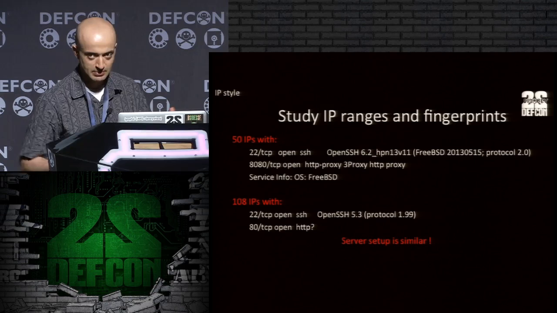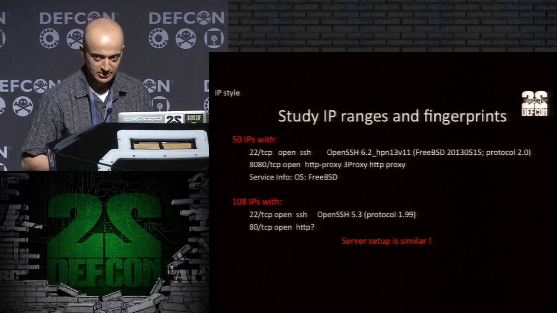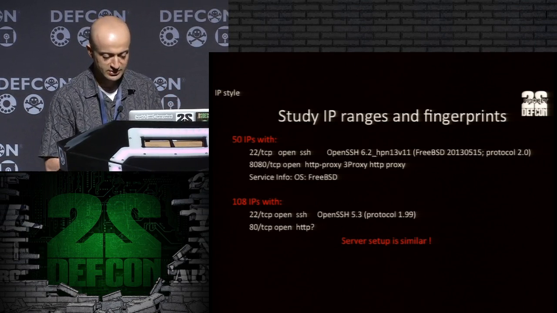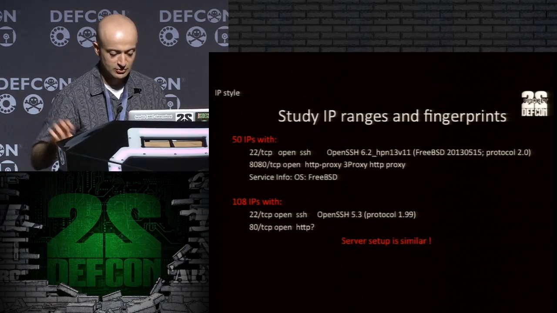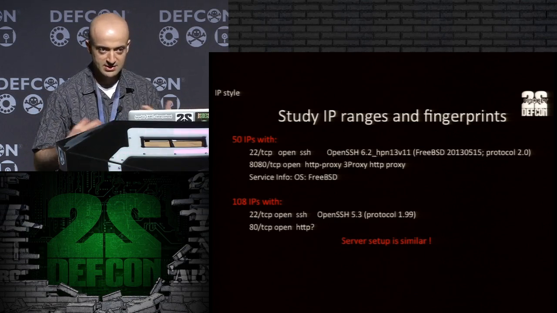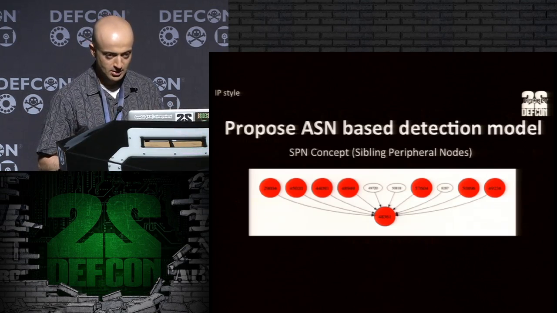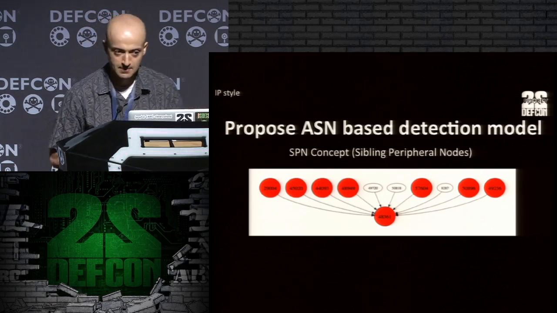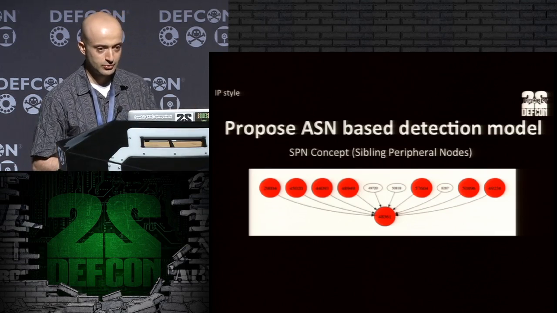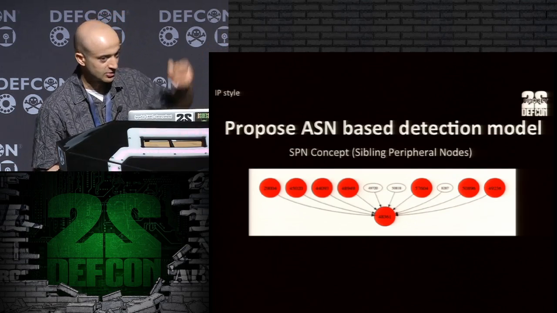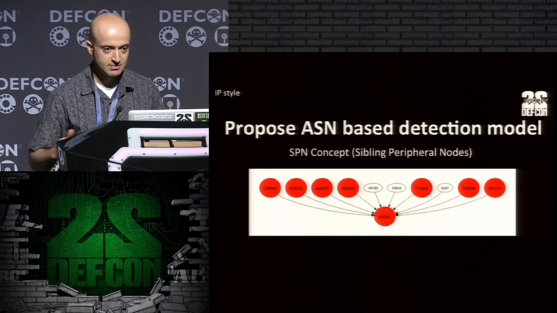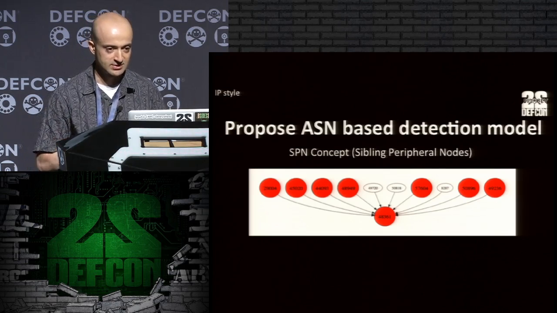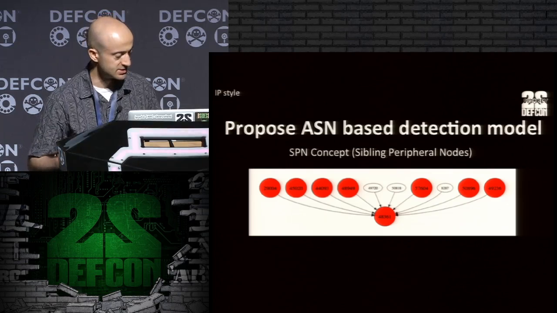And we took the sample of IPs and we did the fingerprinting again, and we saw the interesting case of the previous study, which is that all of them have the same server setup. So we have two clusters of server setups here. So this is an operation set up in bulk and in advance. Now looking at the ASN graph topology, we introduced the concept of SPN. SPN is sibling peripheral nodes. Sibling in the sense that you see the top ASNs, they share the same upstream provider at the bottom because they rely on it to advertise their prefixes. So they're kind of brothers and sisters in a way.